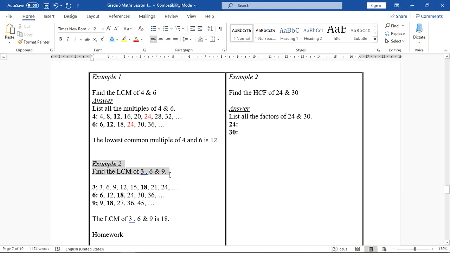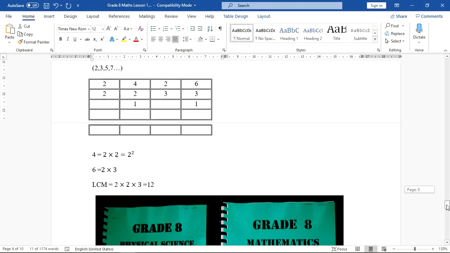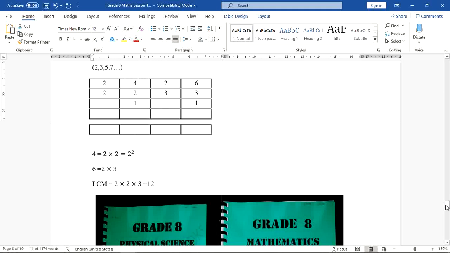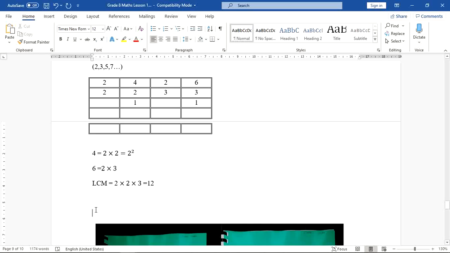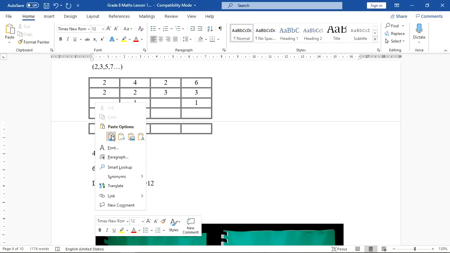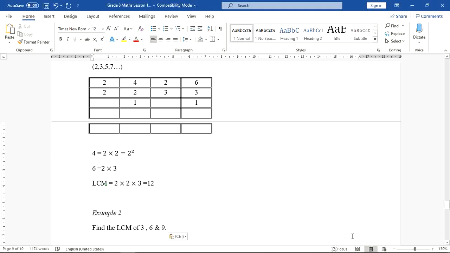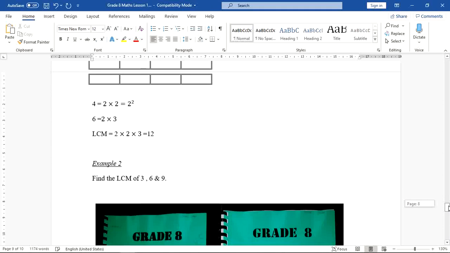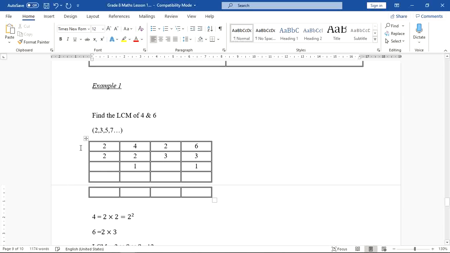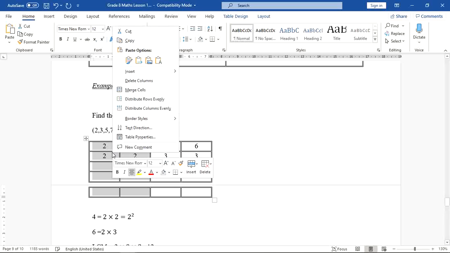Example number 2. Let's quickly do example number 2, to see if you are going to get the LCM of 3, 6 and 9 using the decomposition method. This method that I'm using is called the decomposition method, because you are breaking up or decomposing each number into its prime factors, something that we have done before. So what do we need? We need a table.